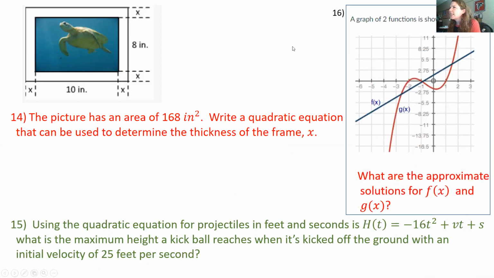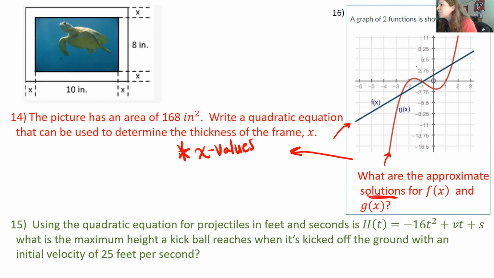And number 16, it says a graph of two functions is shown below. What are the approximate values for f of x and g of x? So here we have a linear equation, and this is an exponential equation. All right, so when you're looking for the solutions, guys, you're looking for the x values of when they intersect. That's what you're looking for, the x value.